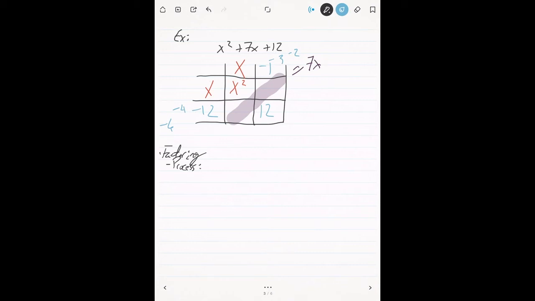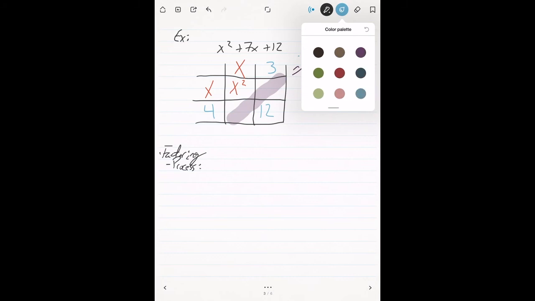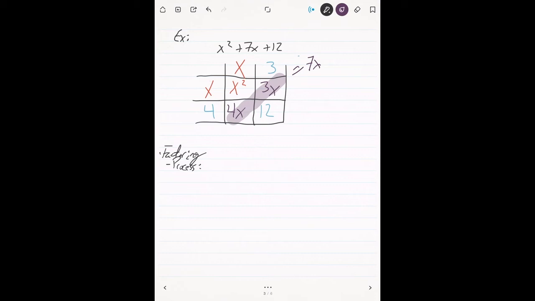Well, it all comes down to the 7x. What we're saying is that whatever we decide to put in here for the binomial, whatever we decide to multiply to get us 12, we also have to make sure that those things add together to get us 7x. So what two numbers multiply to get us 12 but add to give us 7x? 3 and 4. Because we would end up with a 4x and a 3x.